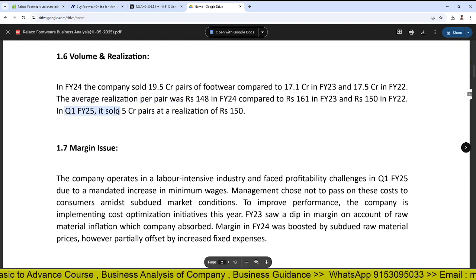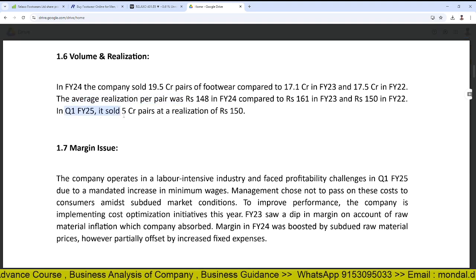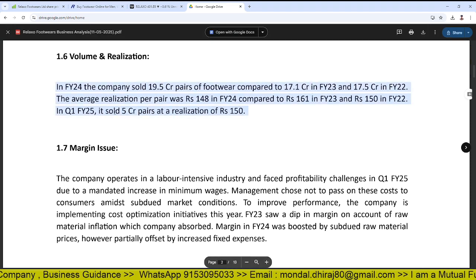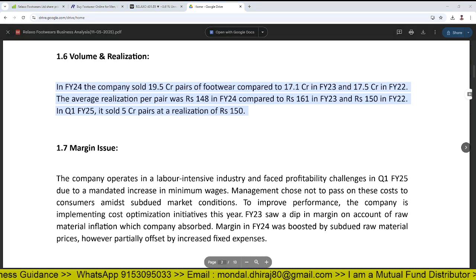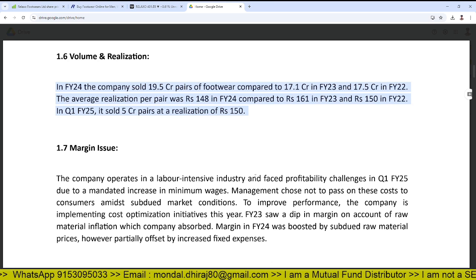In Q1 FY25 it sold 5 CR pairs at a realization of rupees 150. So we can see rupees 150 average price, and the company is selling a very large number of pairs, which is a very good sign for the company.